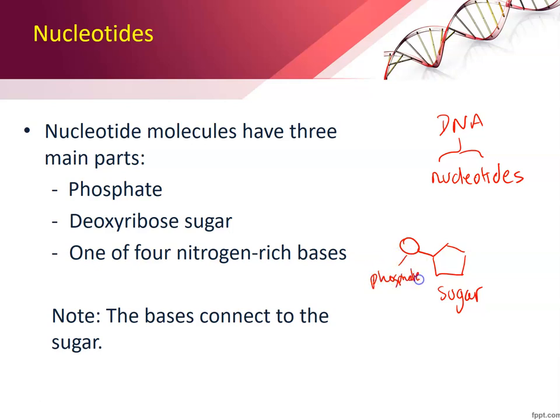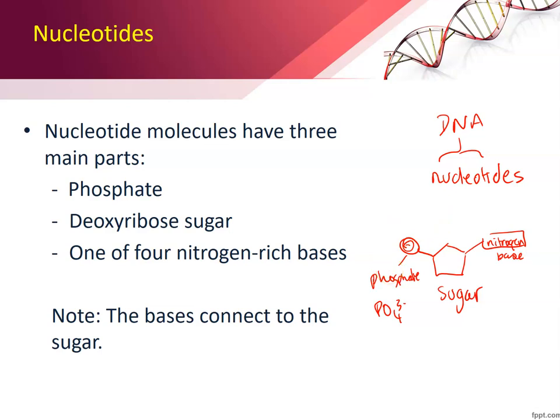Okay, so if you've done any chemistry, you may remember that phosphate is actually PO4 3-. This is bonded in such a way to the sugar that it makes it negatively charged along this bit where the phosphate is. And then we have one of 4 nitrogen bases. So this overall structure here is a nucleotide.